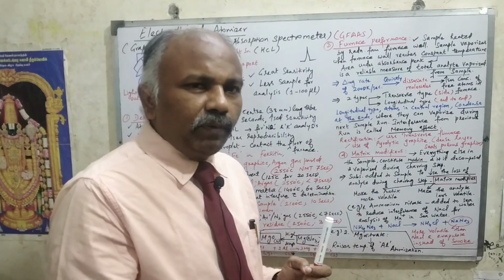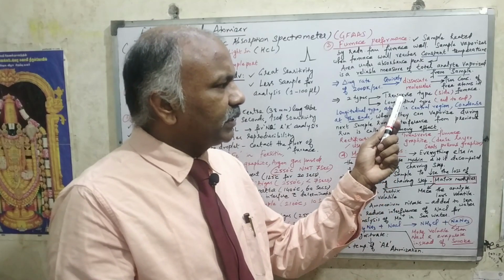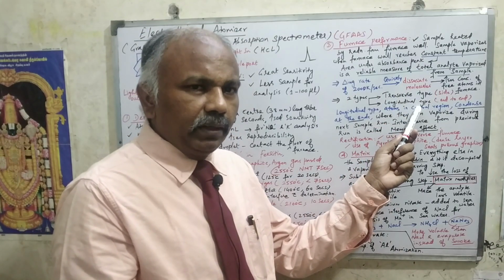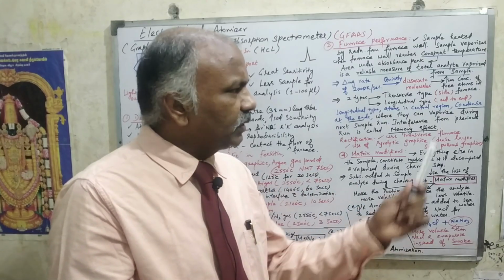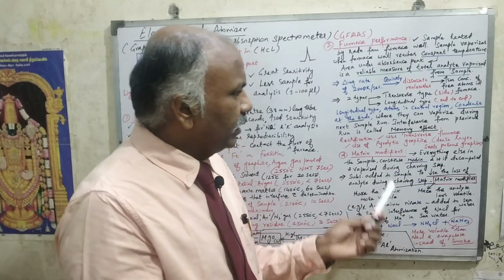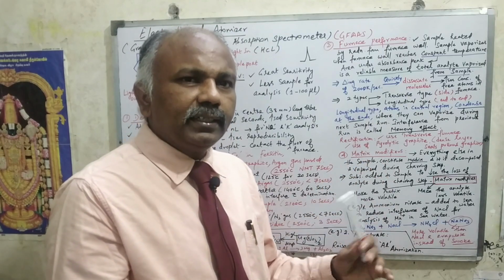There are two types of furnaces we are using. One is called transverse type, another one is called longitudinal type. In transverse type, the heating is from side to side, whereas in longitudinal type, it is from end to end, right? So what is the advantage and disadvantage?